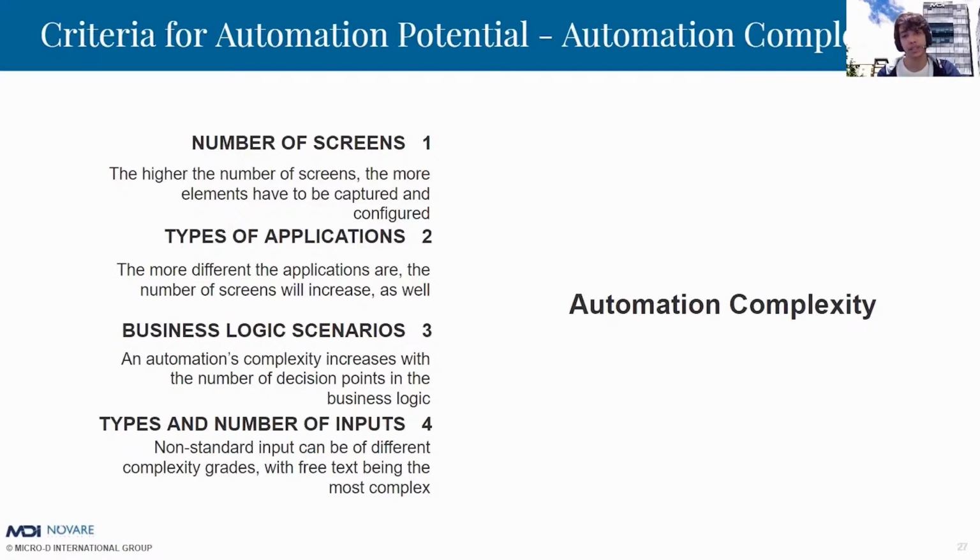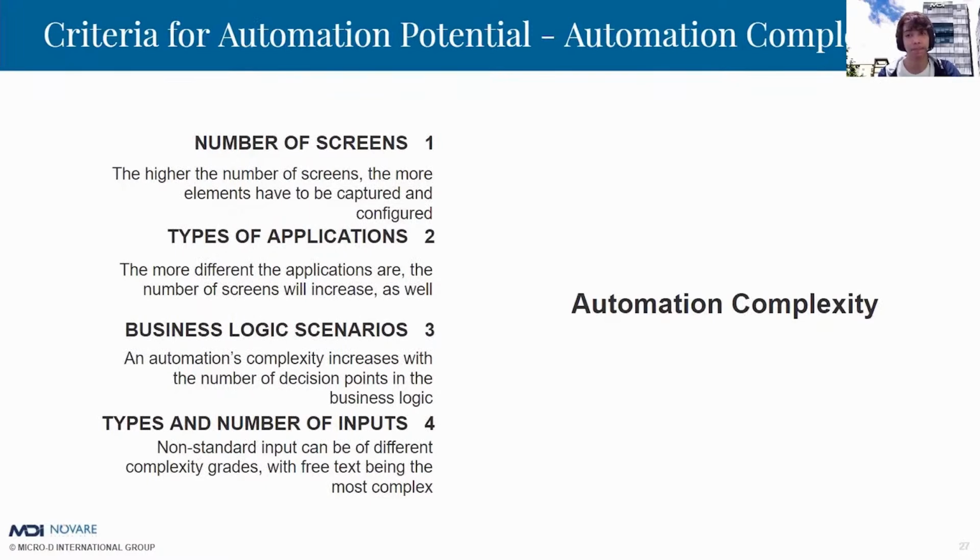The next criteria is types of applications. There are applications that can be easily automated with RPA, like the Office Suite or Java. Others are quite heavy on the effort, for example, mainframe applications. And the more different the applications are, the number of screens will increase as well, which brings us back to the previous number, the number of screens. So these can also contribute to the complexity of the process that you want to automate.